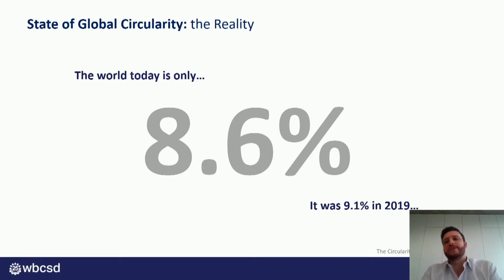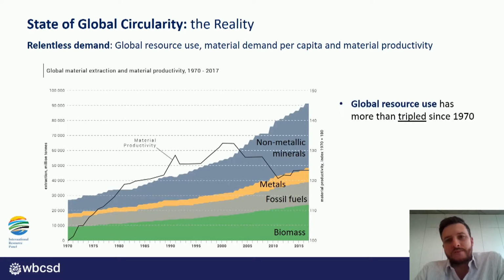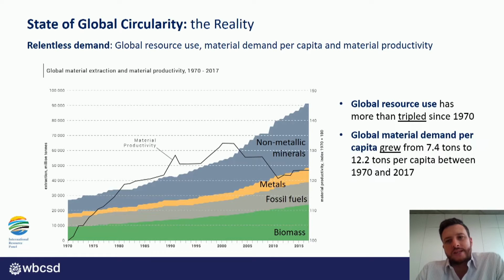The state of global circularity today: the reality is that we are only 8.6% circular. That's actually down from last year when we were 9.1% circular. We have and continue to consume resources at a glaring pace. Our global resource use, material demand per capita, and material productivity are all increasing over time. What you see here is that global resource use has more than tripled since 1970, and that global material demand per capita has grown from 7.4 tons to 12.2 tons between 1970 and 2017.